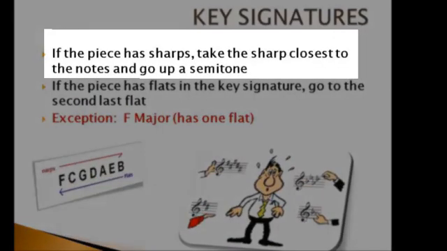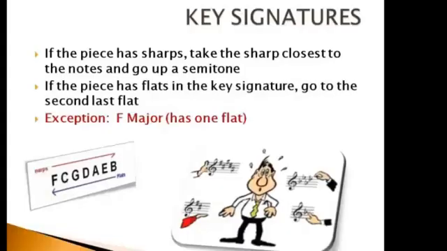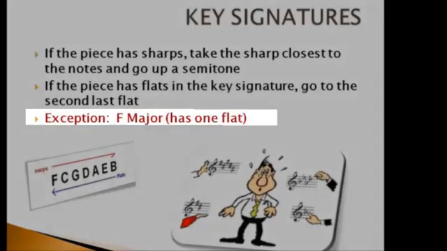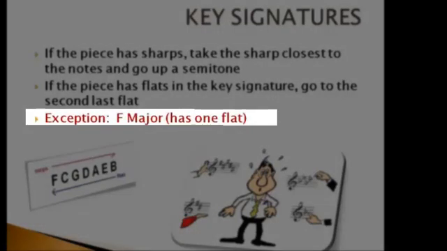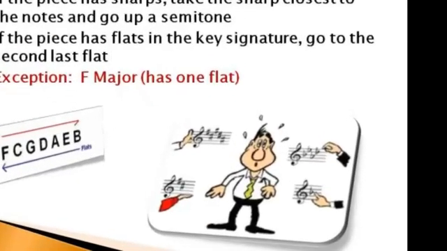Just as a review, if the piece has sharps, take the last sharp and go up a semitone. And that's going to give you the key that has that key signature. If the piece has flats in the key signature, you just go to the second last flat, and it's that key. The exception is F major, which only has one flat. So this poor man looks very confused as to what the keys are here.